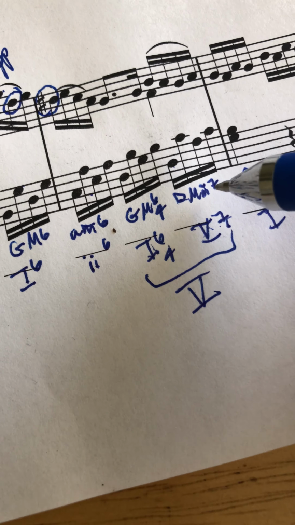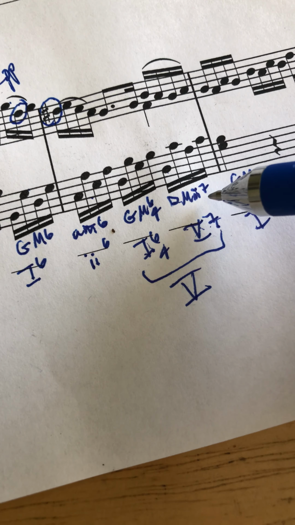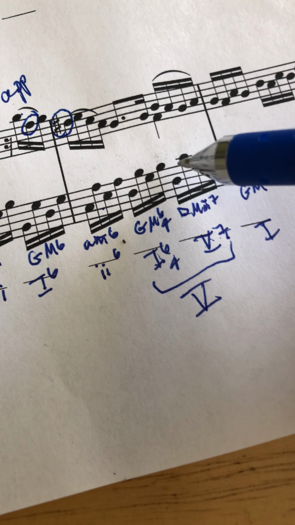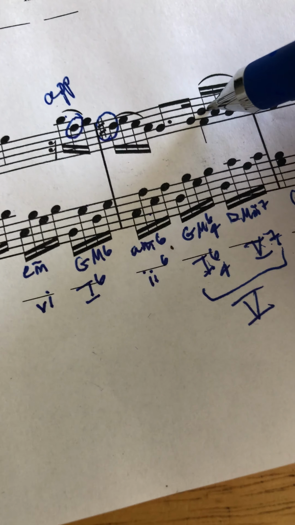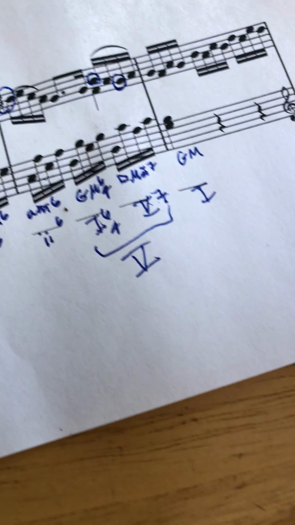Now finally, or not finally, but penultimately, D major minor 7 here. I'm looking for anything that's not a D, an F sharp, an A, or a C. Anything that's not a chord tone. And this B is not a chord tone, and this G is not a chord tone.